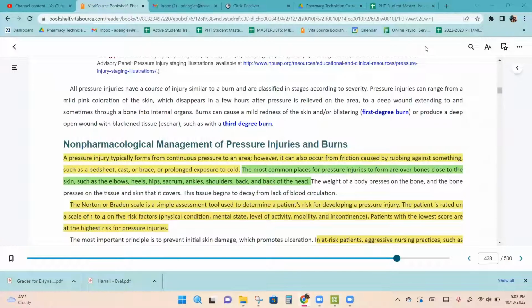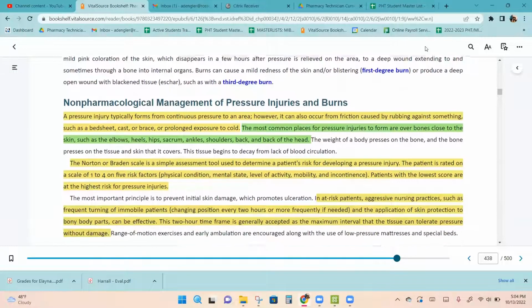All pressure injuries have a course of injury similar to a burn and are classified in stages according to severity. Pressure injuries can range from a mild pink colorization of the skin, which disappears in a few hours after pressure is relieved on the area, to a deep wound extending to and sometimes through a bone into internal organs. Burns can cause a mild redness of the skin and/or blistering, which is a first-degree burn, or produce a deep open wound with blackened tissue, and that is a third-degree burn.